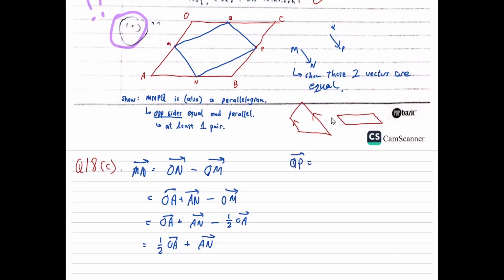Can I move on to vector QP? QP in this case, I realize it's just QN plus NP. QP here is QN then NP. But what is QN? QN is actually just the same as OA, right? QN over here, OA over here. Midpoint, midpoint. Okay, then I replace with OA plus NP.